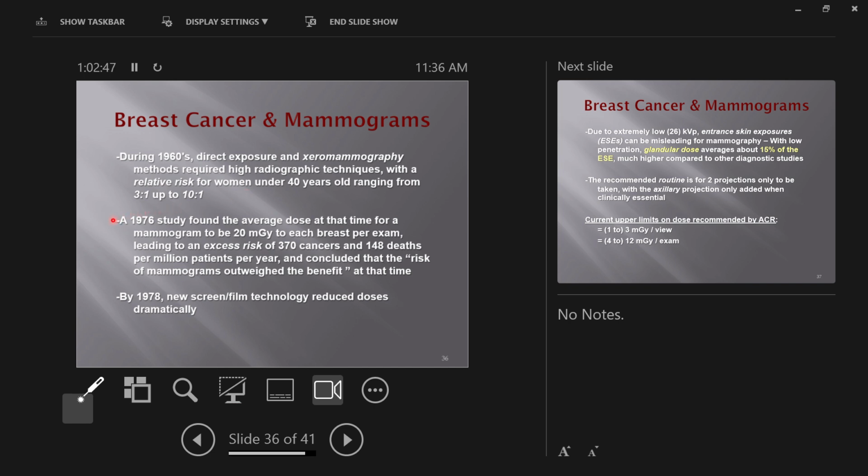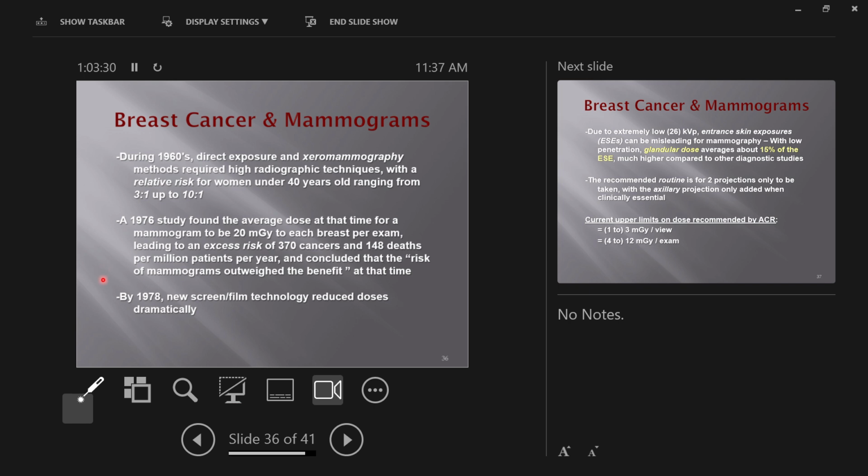A 1976 study finds that the average dose at that time for a mammogram was 20 milligray per breast per exam, leading to an excess risk of 370 cancers and 148 deaths per million patients per year. So 370 extra cancers, 148 extra deaths per million. And then they concluded at that time that the risk of mammograms outweighed the benefit. The risk of developing cancer from receiving mammograms was high compared to the benefit of detecting cancer. So you were more likely to cause cancer than detect it in that way.